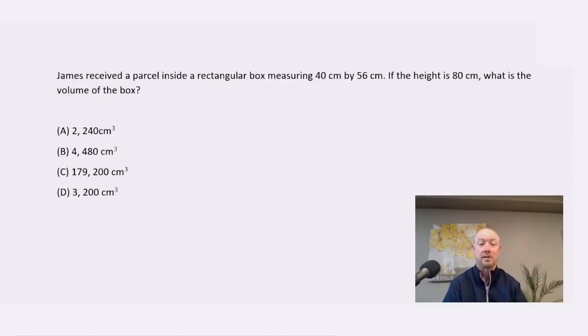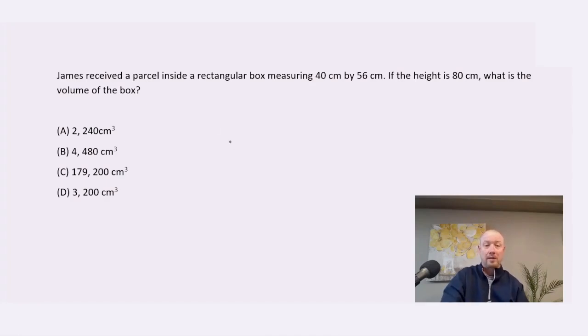James received a parcel inside a rectangular box measuring 40 centimeters by 56 centimeters. If the height is 80 centimeters, what is the volume of the box? Is it A, 2,240 cubic centimeters, B, 4,480 cubic centimeters, C, 179,200 cubic centimeters, or D, 3,200 cubic centimeters?